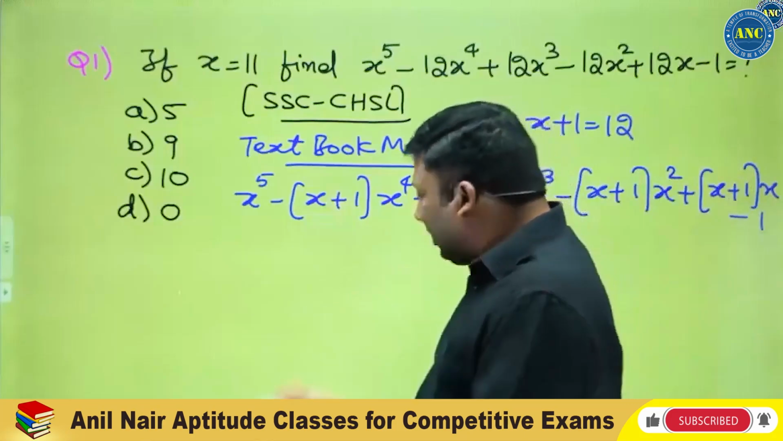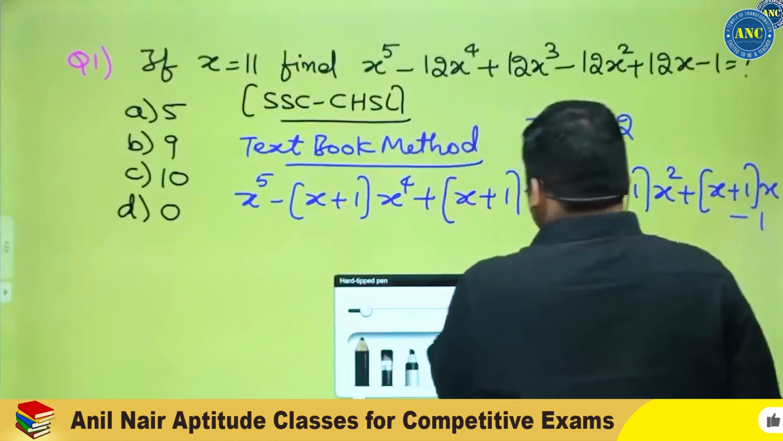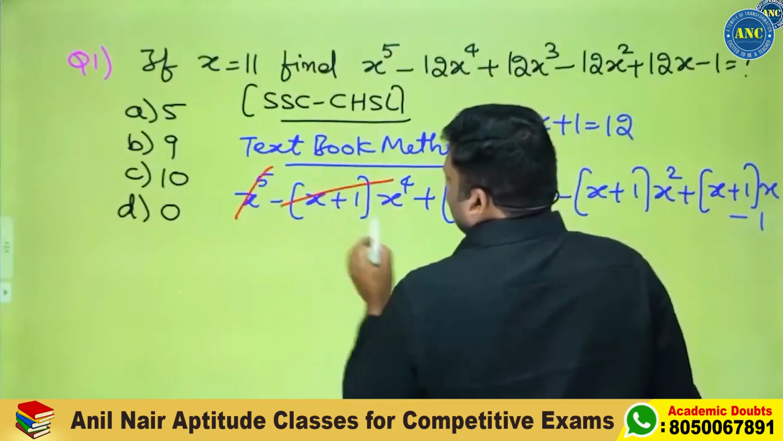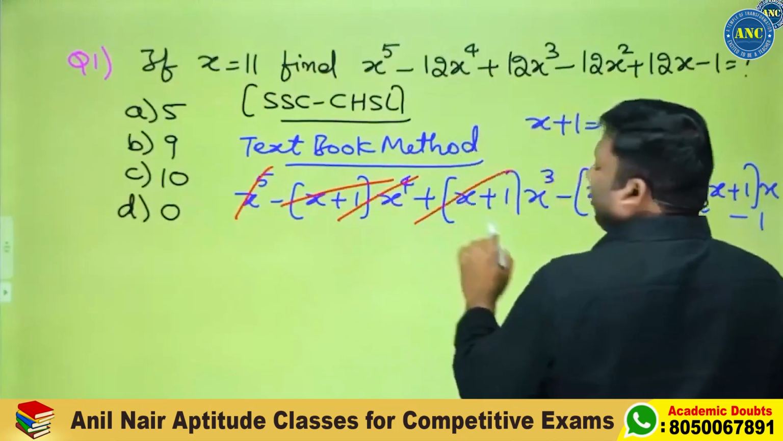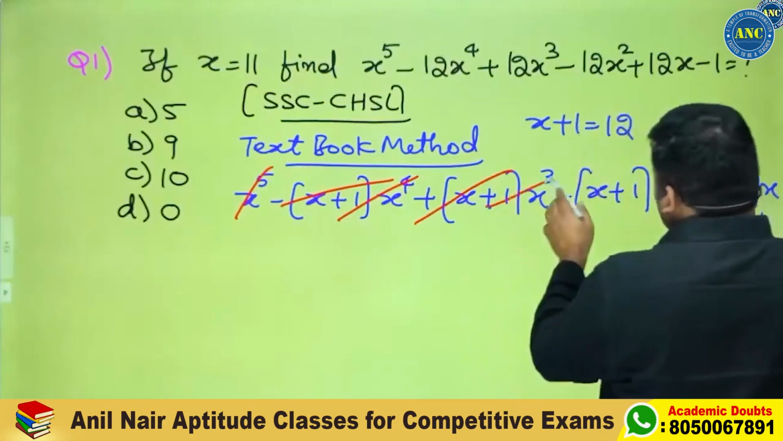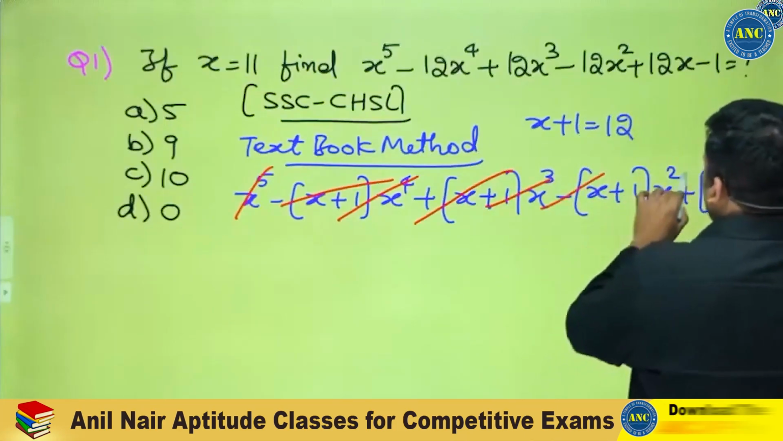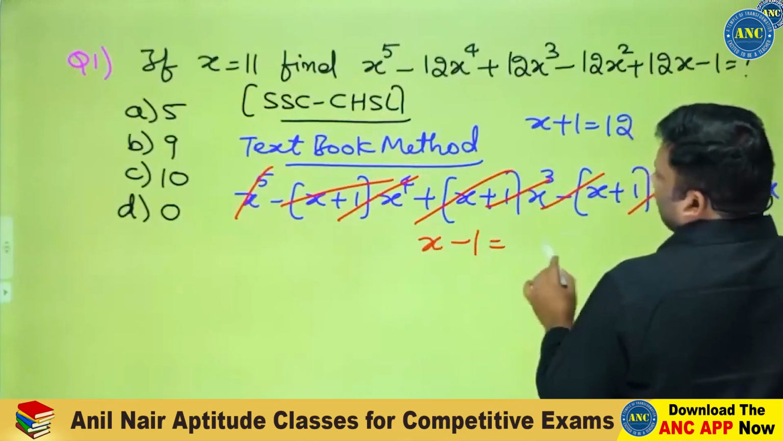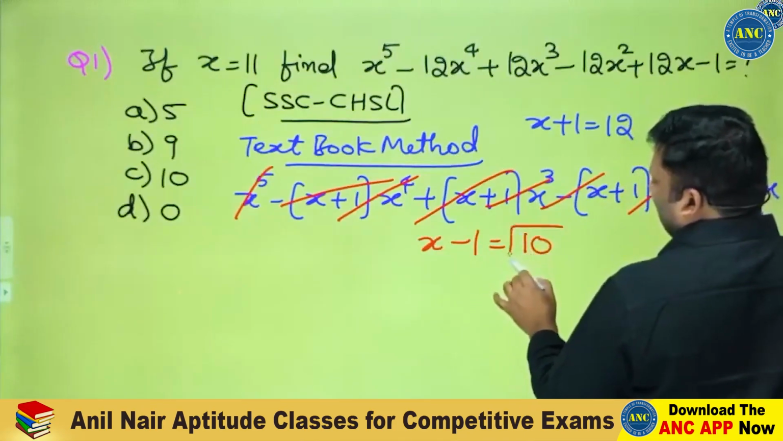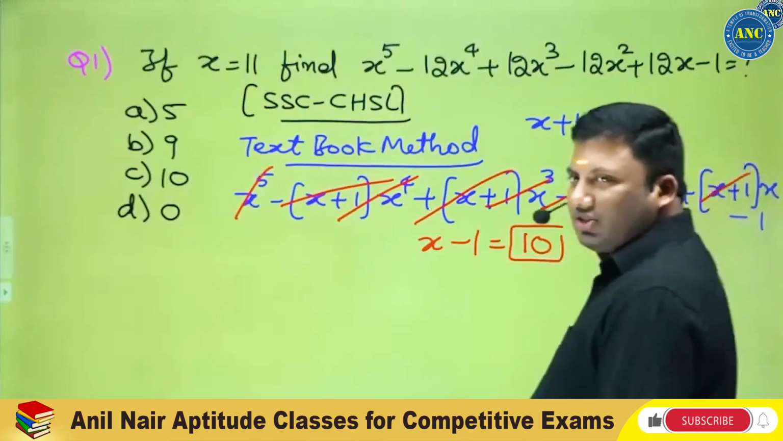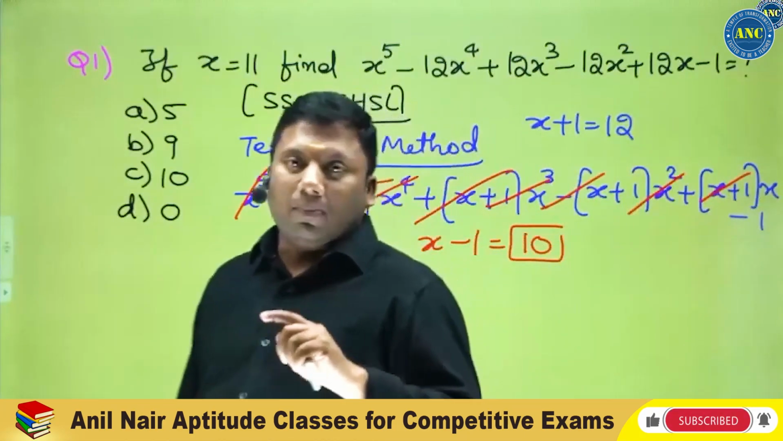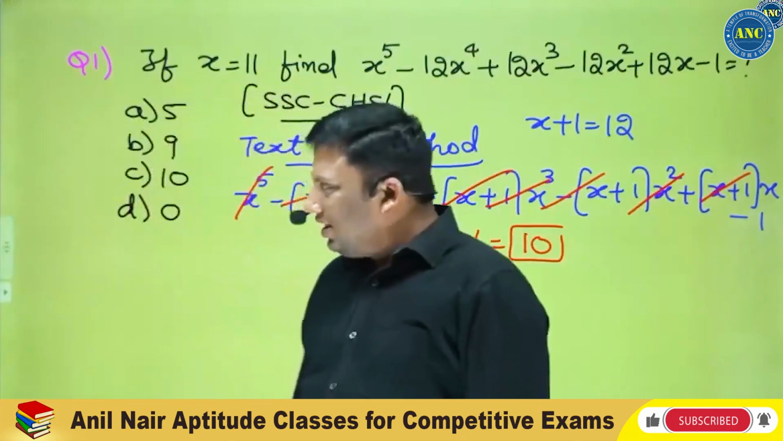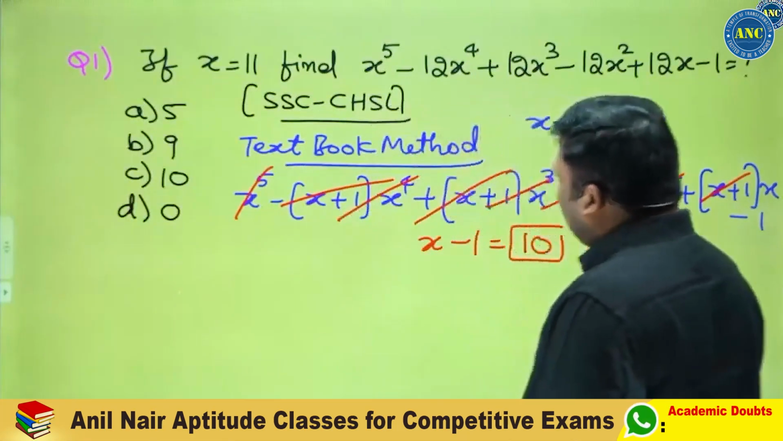People are not identifying the root cause of the problem, solving it directly. So this will become x power 5 minus x power 5 minus x power 4 plus x power 4, x cube minus x cube minus x square plus x square. So x minus 1, 11 minus 1, it is 10. This is one way to solve the problem: wherever 12 is there, write it down as 11 plus 1. This is a traditional method.